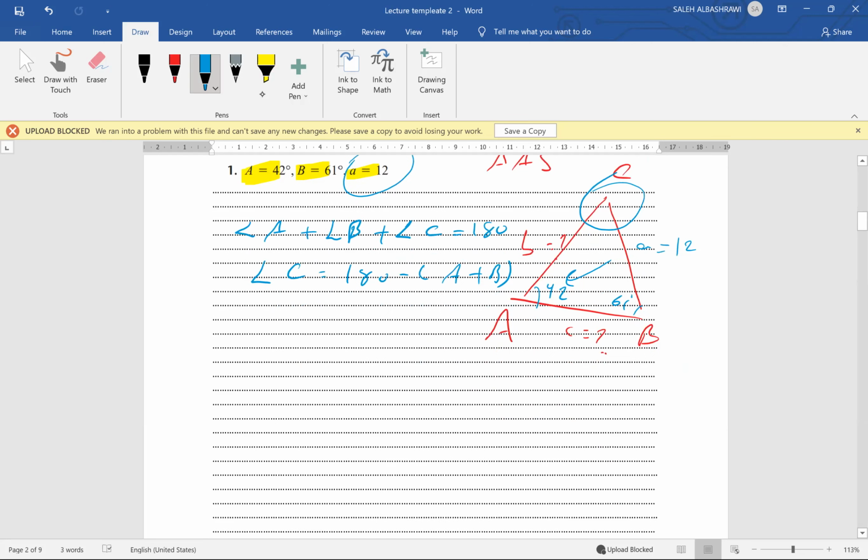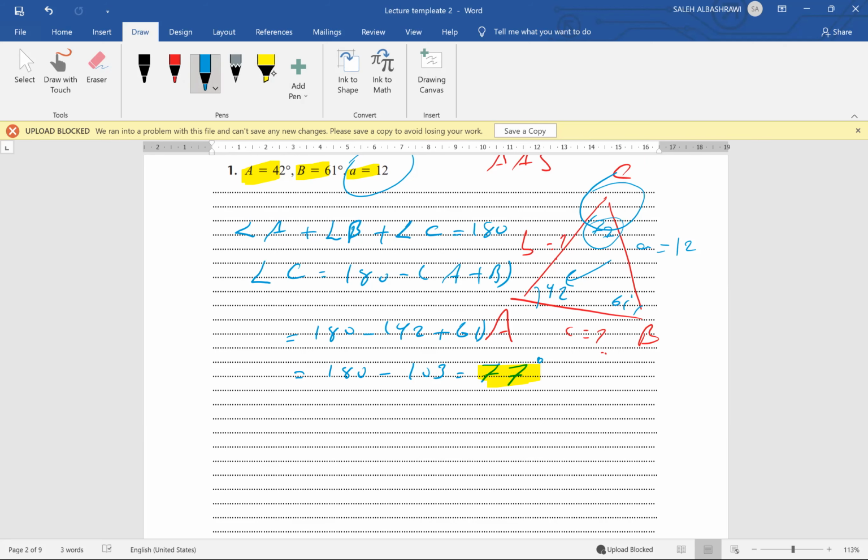which is equal to, in this case, 180 minus A is 42 plus B is 61. This is 103. So equal to 180 minus 103, which is equal to 77 degrees. So the angle C in this case is equal to 77. So we found the angle C, which is 77. Now let's find the sides b and c.